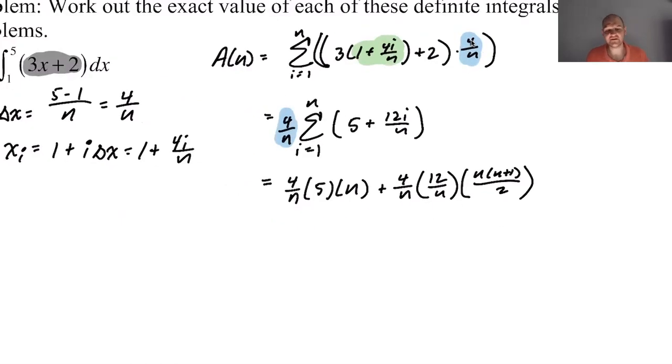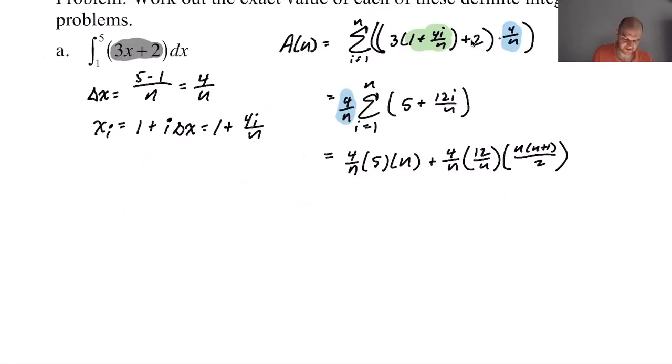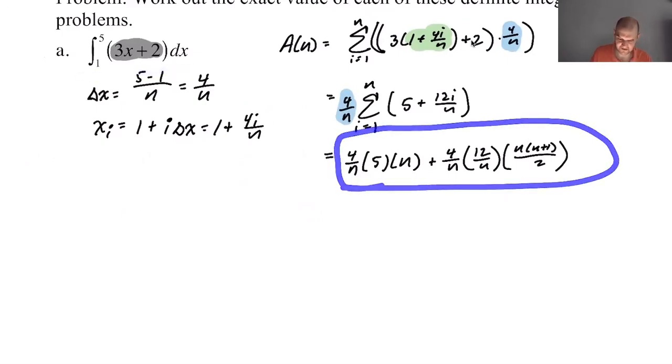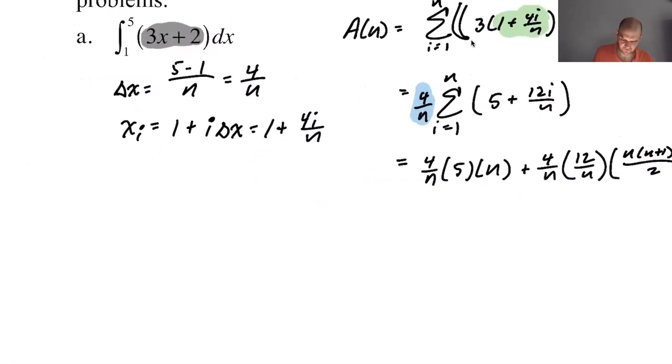And now what we need to do to find the actual value of the definite integral is take the limit as n approaches infinity of this. So the actual value, the integral from 1 to 5 of 3x plus 2 dx, which if we wanted to do it, that's a trapezoid. We could do it that way.